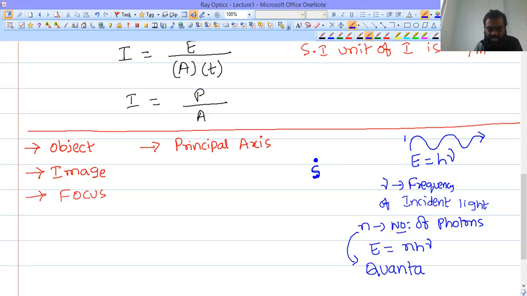Suppose I'm having a source of light. By applying some energy, light rays will be emitted outside, like this. Light rays will be emitted in all the directions. So, object is defined as the source from which all the light rays will be emitted out.